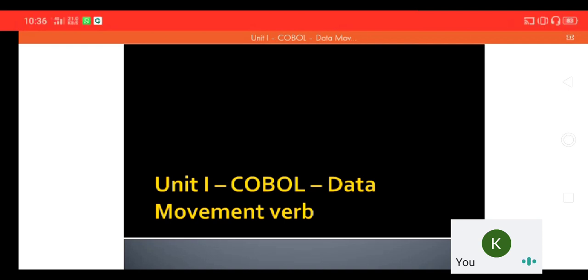So this particular verb, we call it the MOVE verb. The MOVE verb is used to move data, or to move a value from one identifier to another identifier. So to move the value from one identifier to another identifier, we use this data movement verb.